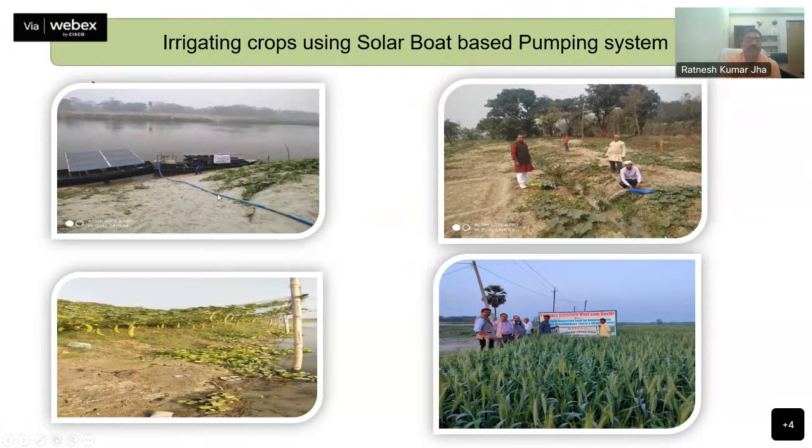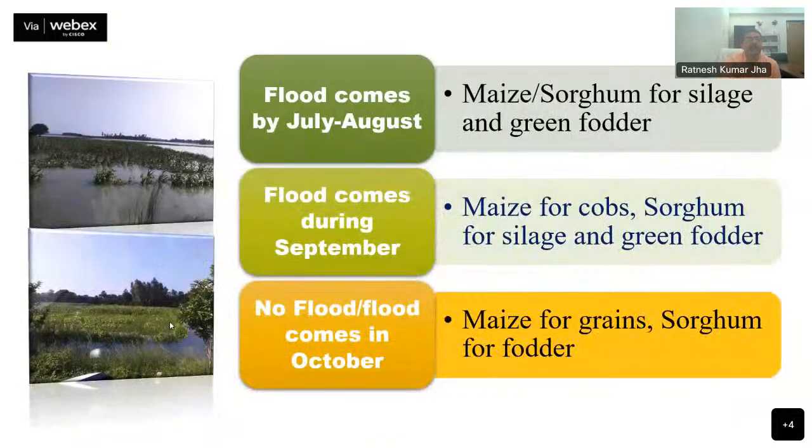Now also this is the Dhab area. You see the good weeds grown in the Bagmati river belt, and then we see the crop in the solar mountain. And based on this flood, when flood comes, we have designed three cropping systems here.